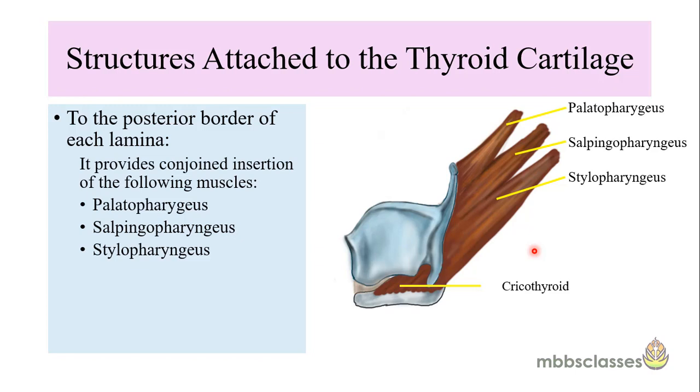And some muscles are attached to the posterior margin of the thyroid cartilage. The structures that are attached to the posterior border of each lamina are the palatopharyngeus muscles, salpingopharyngeus muscles, and stylopharyngeus muscles.